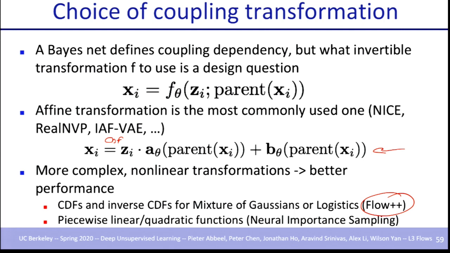Now, depending on what you put there in terms of CDF, let's say you put a logistic there. The forward pass is still just as easy. The sampling backward pass will require a bisection search to be able to invert back to the X space. So the sampling might be a little more expensive, but you become more expressive, and you might be able to generate much better samples than if you're not willing to do this. Flow++ uses a mixture of Gaussians or a mixture of logistics. There's another paper, Neural Importance Sampling, which uses piecewise linear and quadratic functions. It's really just about invertible and differentiable. And of course, the Jacobian determinant has to be easy to compute.